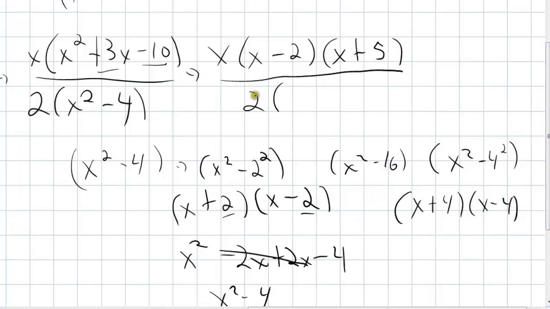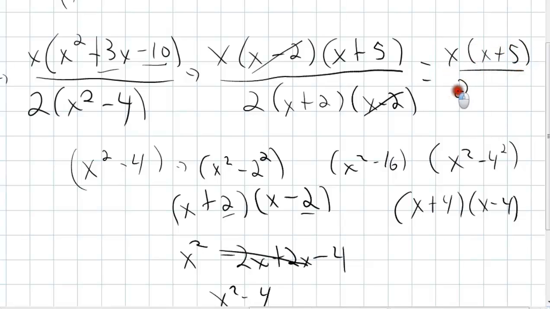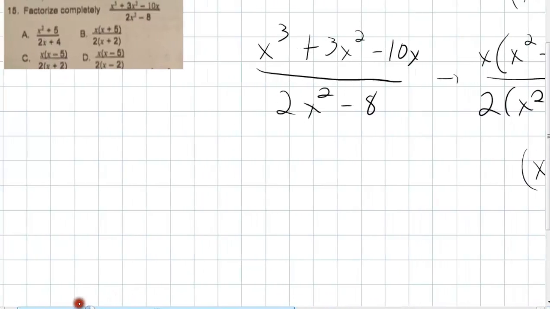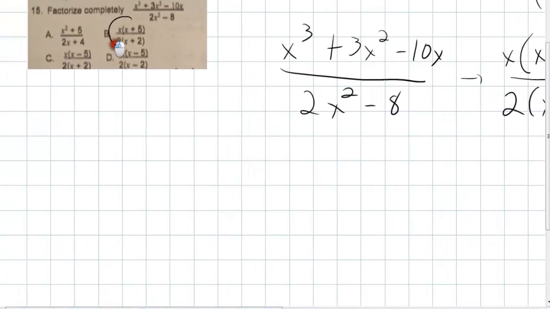So here we have x plus 2 times x minus 2. You'll notice that there are two terms here that will cancel out, because now, since we're multiplying everywhere, we can cancel terms out easily. x minus 2 and x minus 2 will cancel, and so here we have x times (x plus 5) over 2 times (x plus 2). So that would be this one right here.